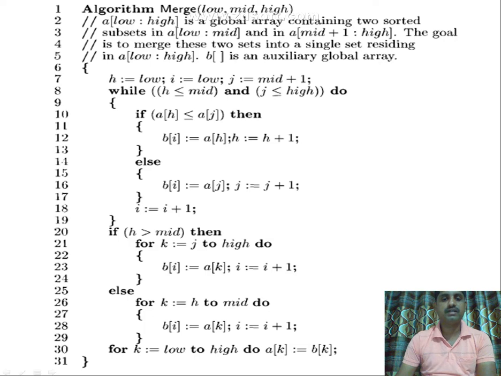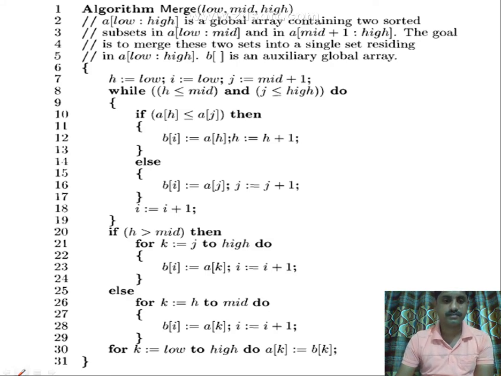Then if h > mid, then for k = j to high, B[i] = A[k], then i is incremented. Otherwise for k = h to mid, B[i] = A[k], then i is incremented. Then for k = low to high, do A[k] = B[k], copying the sorted elements back. This is the algorithm for merge only. It merges the three values, low, mid, and high. Whenever we split, we merge using this algorithm.